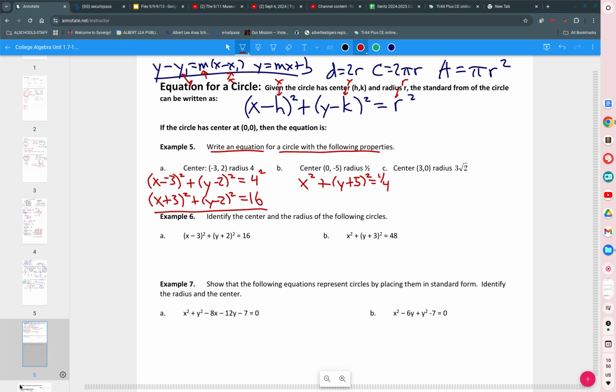The next one, the center starts with 3. So it's x what? x minus 3. Good. The y value is 0. So it's going to be y squared. And then we have 3 roots of 2. I got to square 3 roots of 2. That means you take 3 roots of 2 times 3 roots of 2. 3 times 3 is 9. And the root of 2 times the root of 2 is root of 4, which is 2. And I get a total of 18.